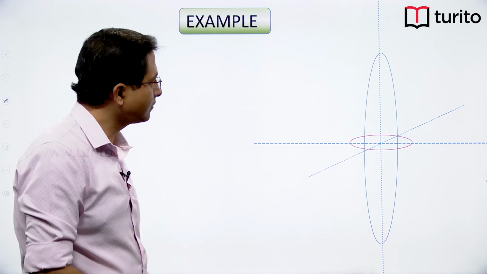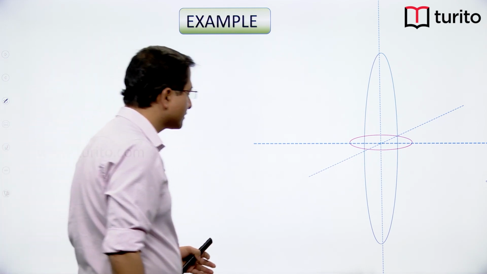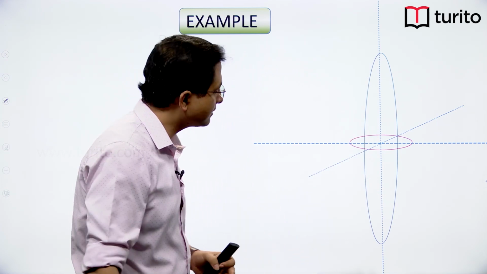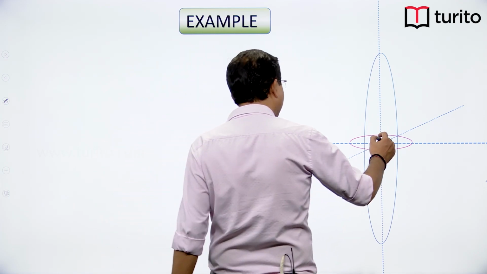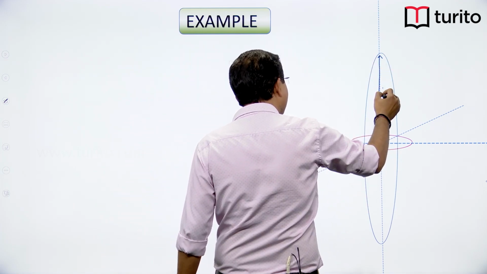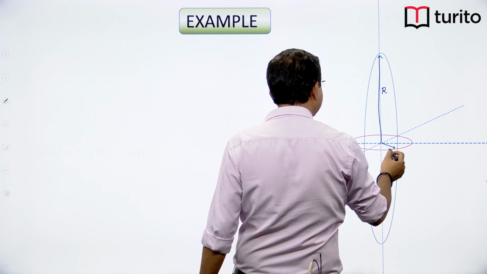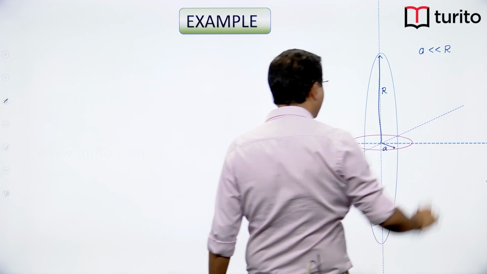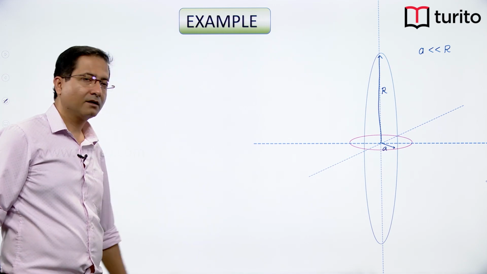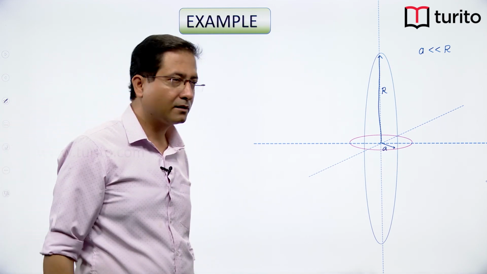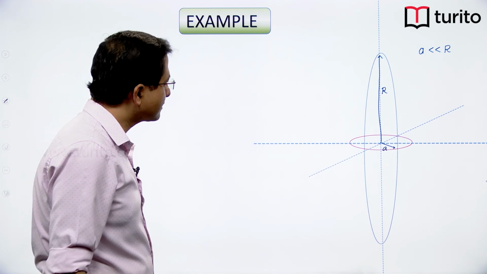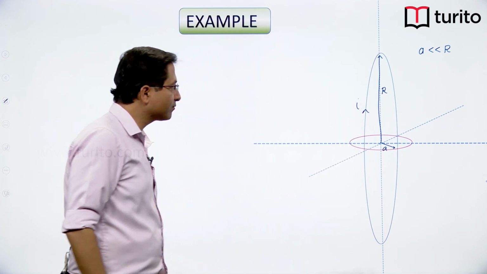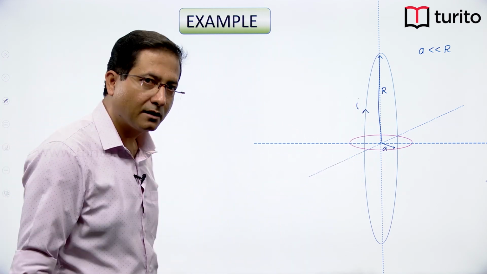See, so there are two wires or two circular rings. One is having radius capital R, and this one is having radius say A, where A is very small as compared to R. So this ring is having very small radius as compared to that bigger one. Now if I ask, if this bigger one carries current I, how much is the flux associated with the ring of radius A?